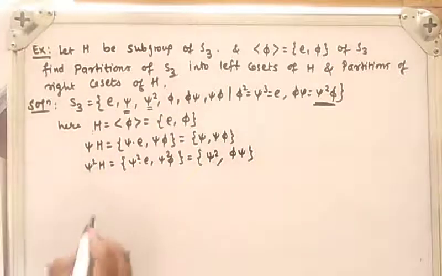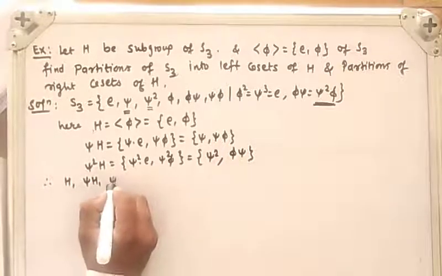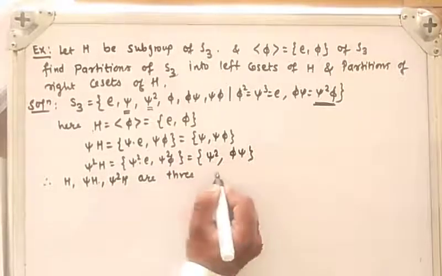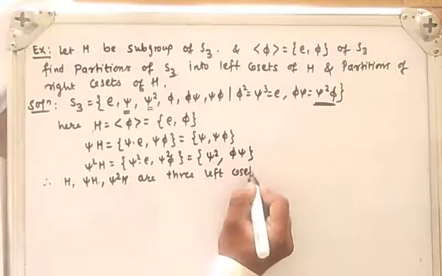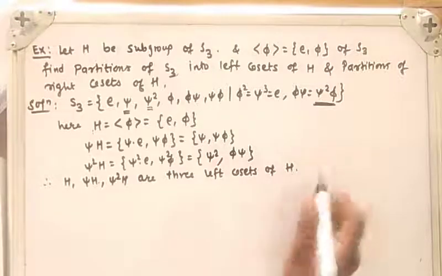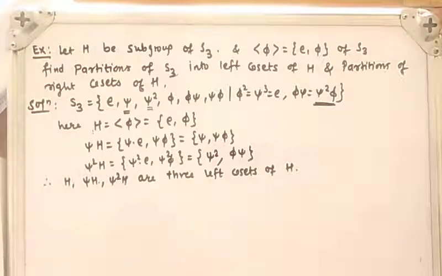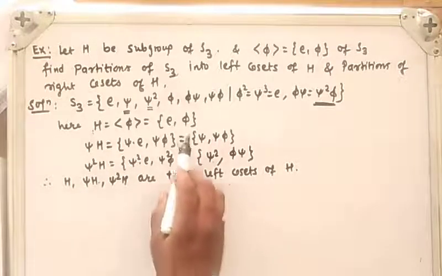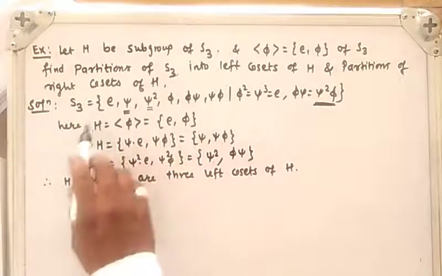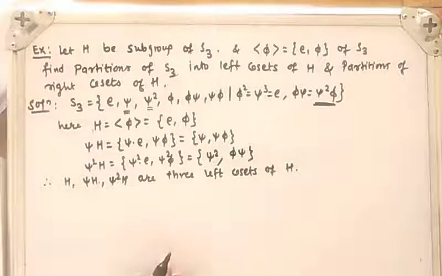So here what we say, therefore H, psi H, psi square H are three left cosets of H. So here three left cosets. Now this forms the partition because there is no common element between any two, and the union of these three sets will give S3. So this forms the partition. So these are three left cosets of H.